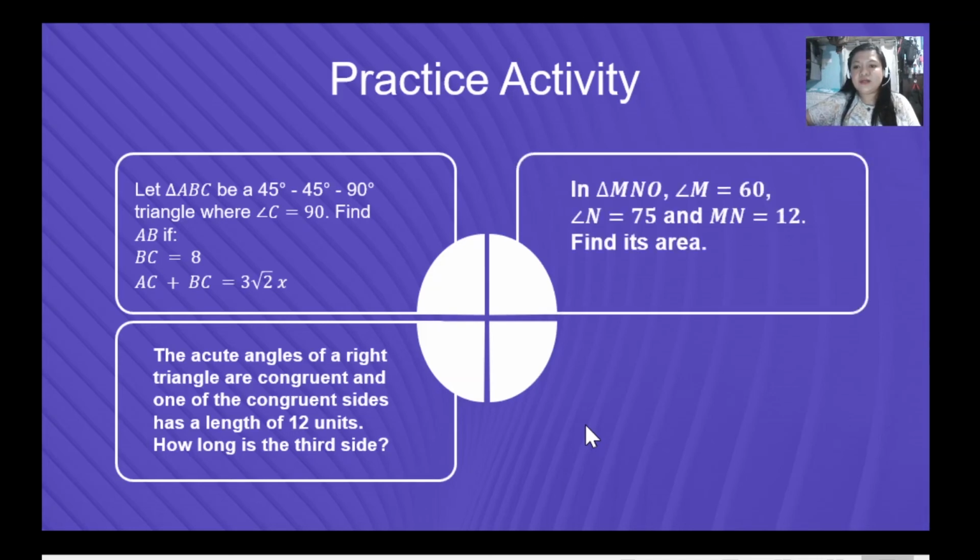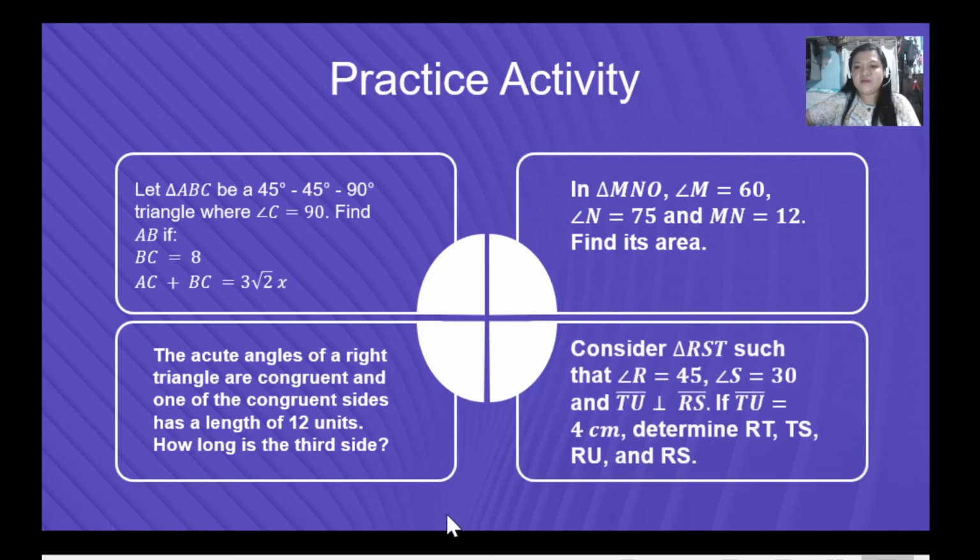Next, in triangle M and O, angle M is 60 degrees, angle N is 75 degrees, and MN is 12 degrees. Find its area. And for the last question, consider triangle RST such that angle R is equal to 45 degrees, angle S is 30 degrees, and segment TU is perpendicular to segment RS. If segment TU equals 4 centimeters, determine RT, TS, RU, and RS.